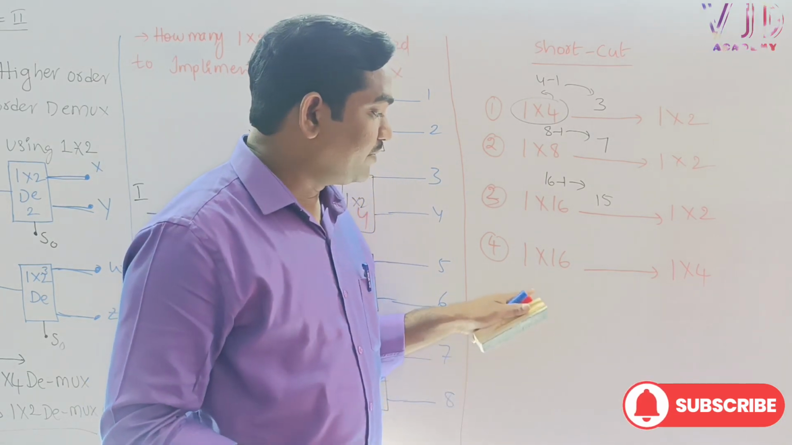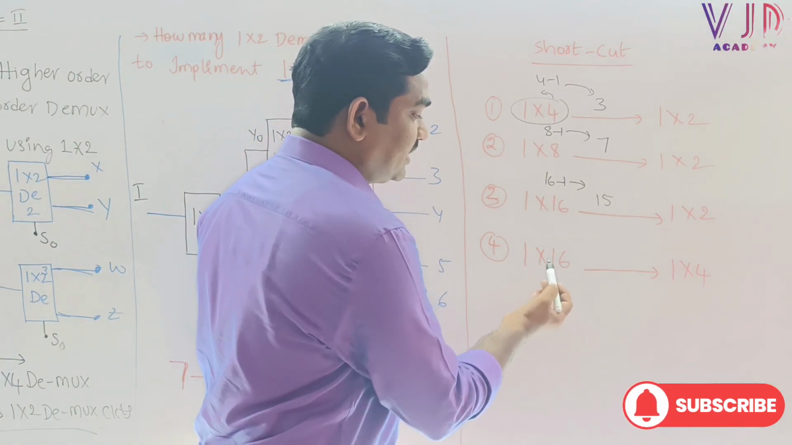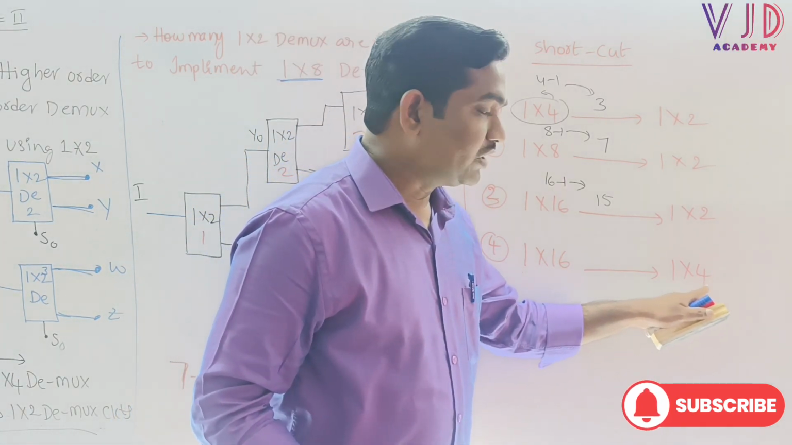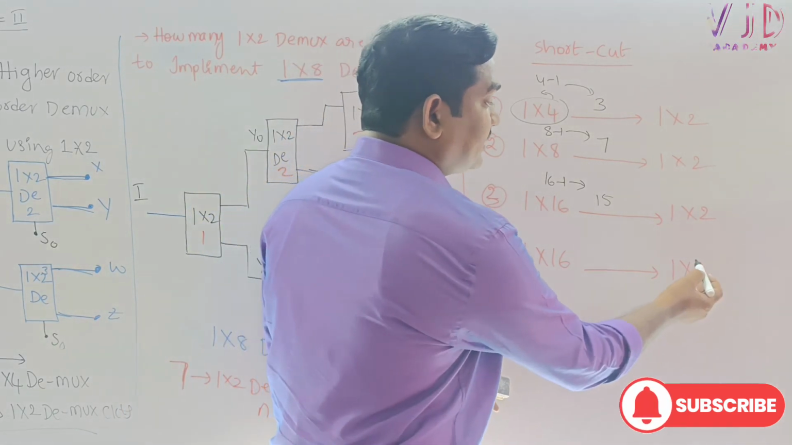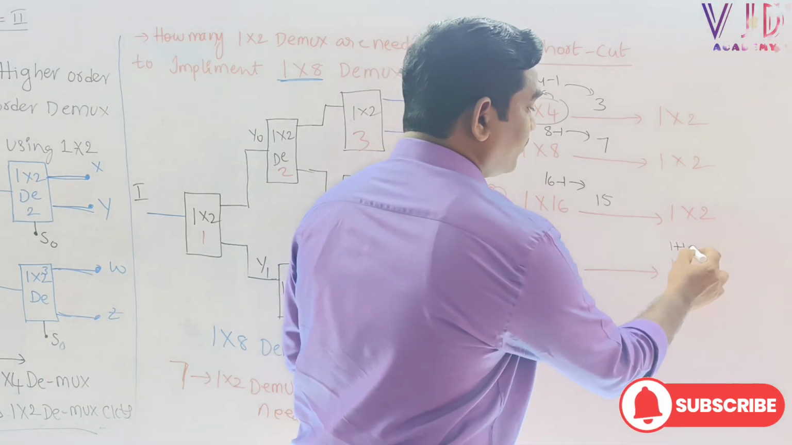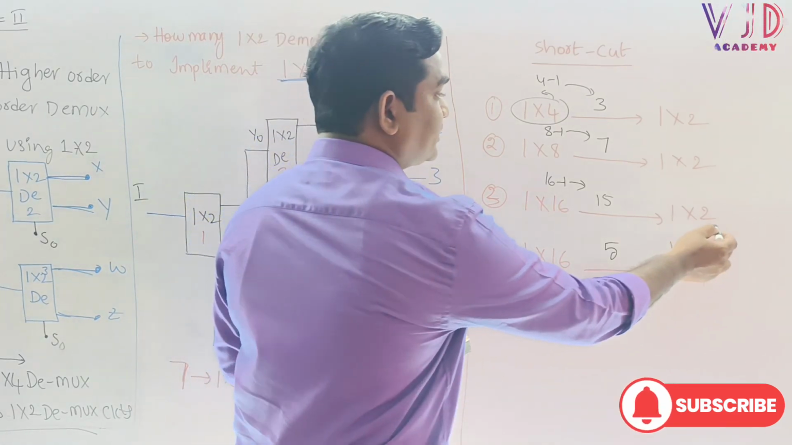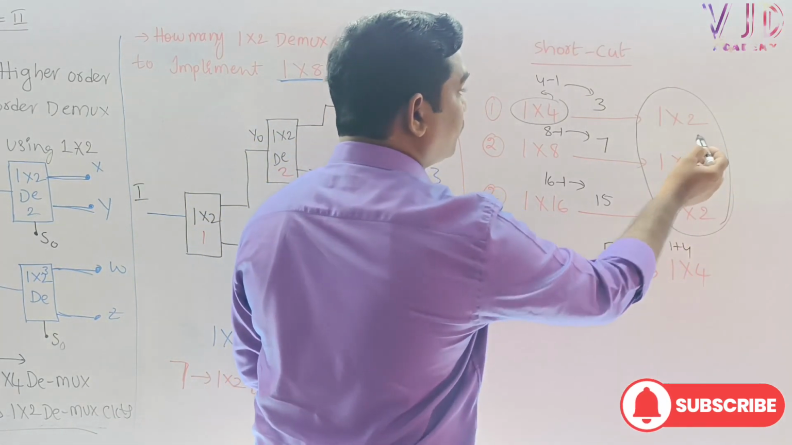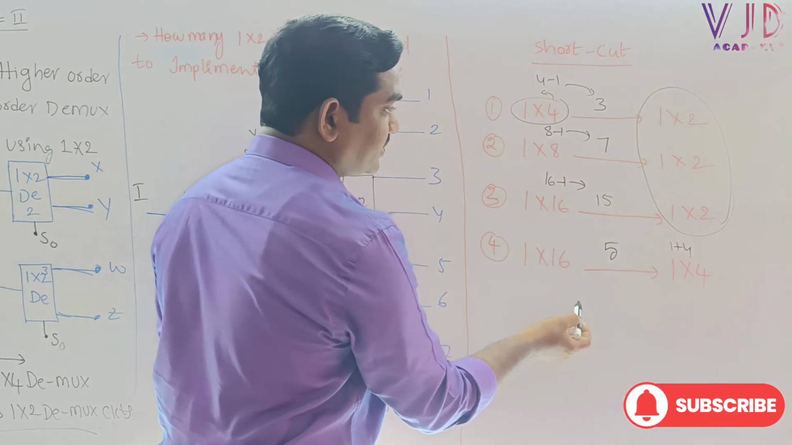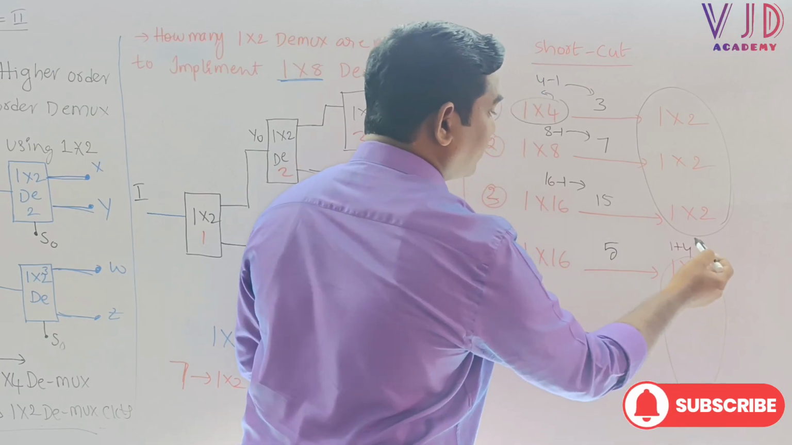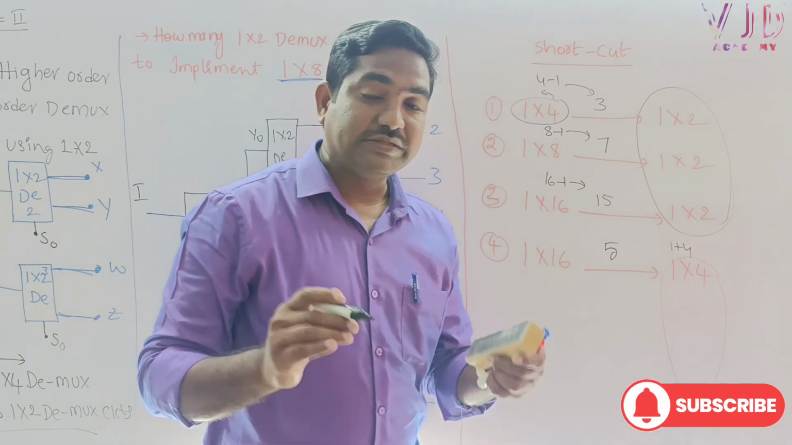And if the question is asking how many lower order demultiplexers are needed to implement a higher order demultiplexer, for example to implement a 1 into 16 demultiplexer, how many 1 to 4 demultiplexers? If the question is asking like that, we just need to add. Here 1 plus 4, we need a total of 5 demultiplexers. Which means if the question is in terms of 1 into 2, we make it 4 minus 1. If the question is in terms of 1 to 4, 1 to 8 or 1 to something, whatever it is, we just need to make an addition. 4 plus 1. That is the logic, sir.